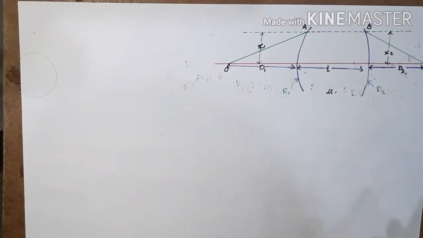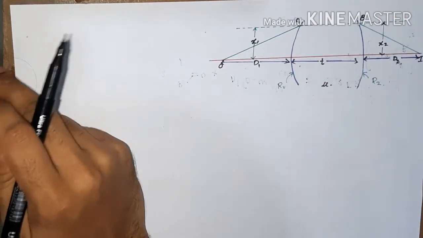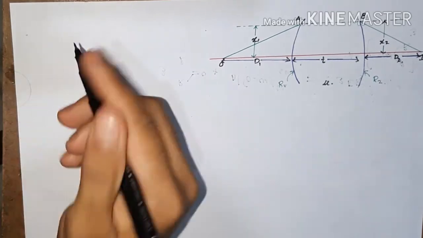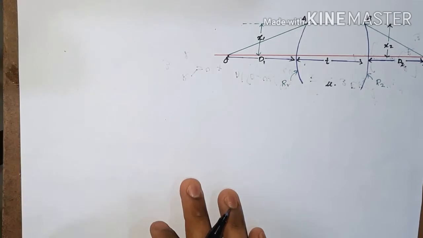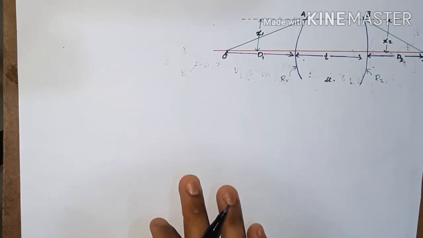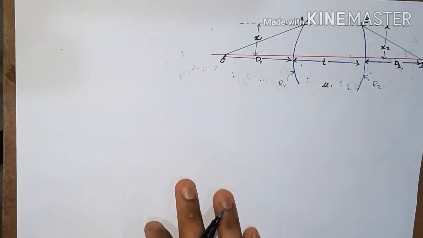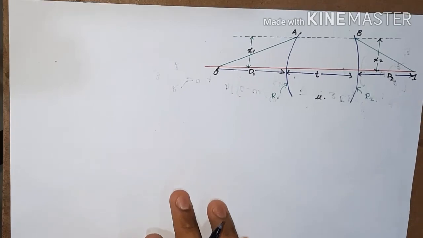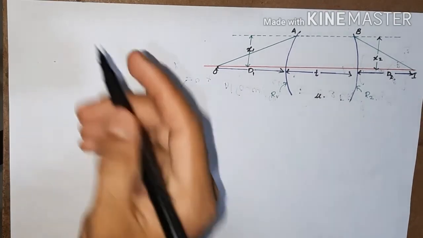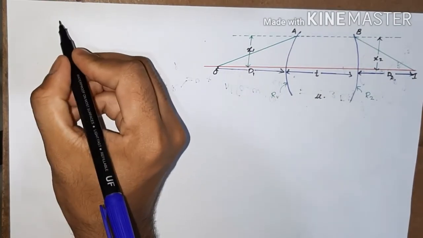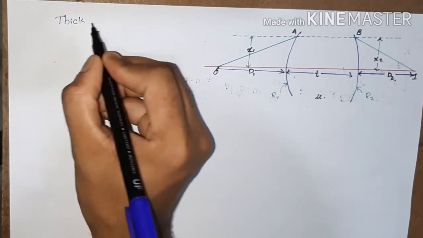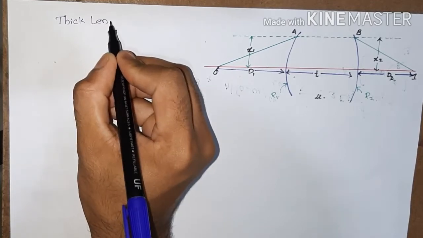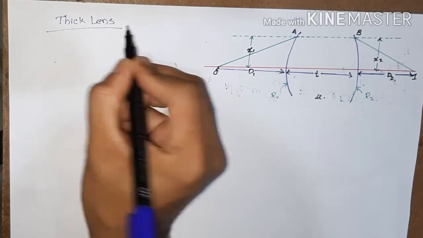Friends, today I am dealing with the system matrix for a thick lens and thin lens, the final section of the chapter Matrix Method in the paper Physical Optics and Modern Optics. Here we are discussing two types of lenses. One is a thick lens and the other is a thin lens.